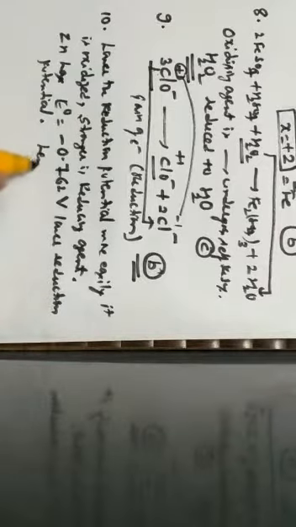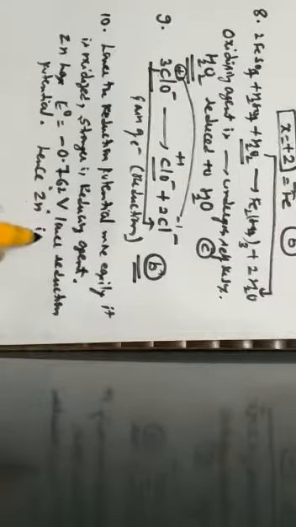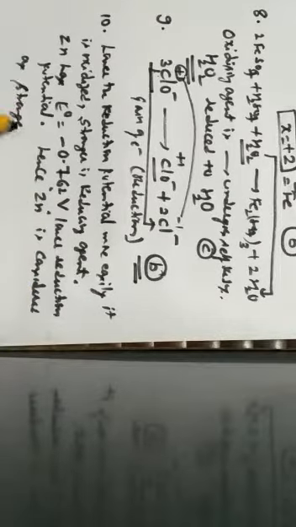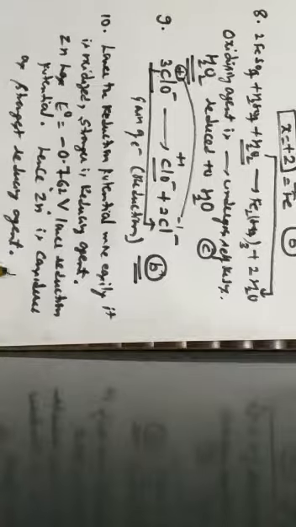Hence, zinc is considered as the strongest reducing agent. Hence, the correct option for the given question is what? Option B.